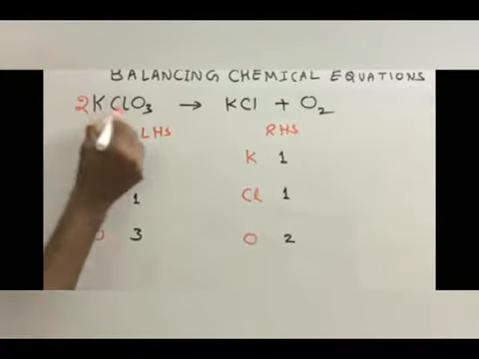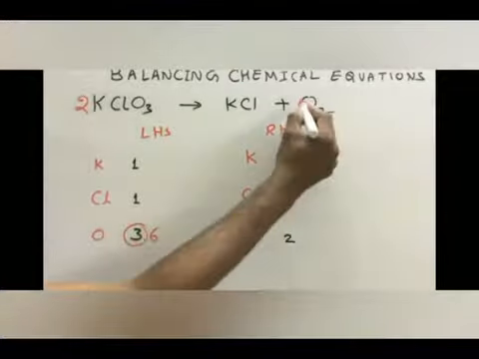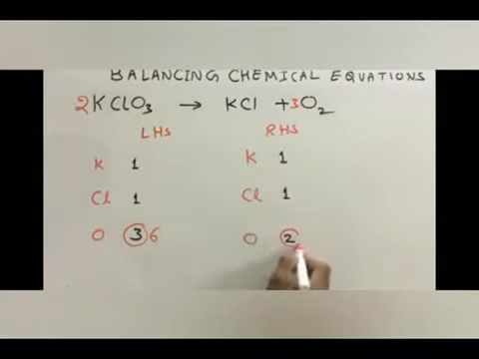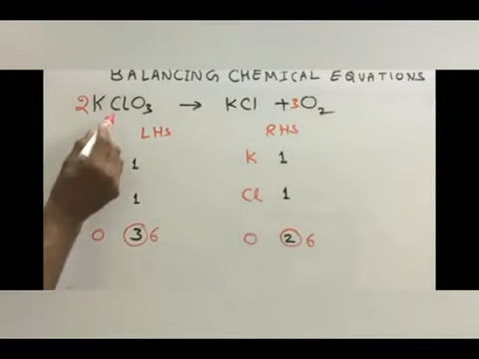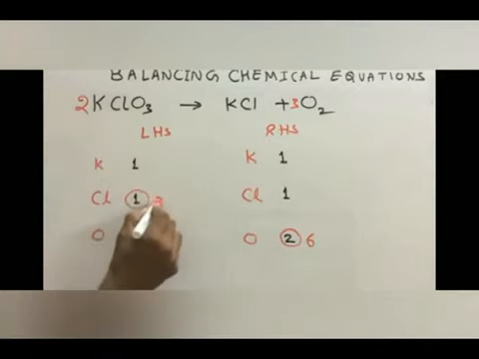We make 2 in the LHS. So it becomes 6 now. And now it is easy for us to make 3 2s are. So in simple, 3 and 2 comes, take LCM. LCM of 3 and 2 is 6. Therefore 2 KClO3 gives rise to KCl plus 3O2.